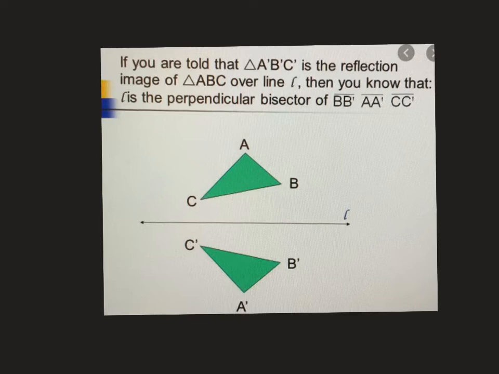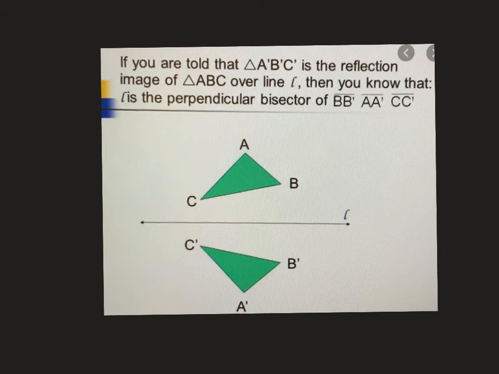If you were told that triangle A prime, B prime, C prime is a reflection image of triangle ABC over line L, so here's my line of reflection, then you know that L is the perpendicular bisector of segments BB prime, AA prime, and CC prime.